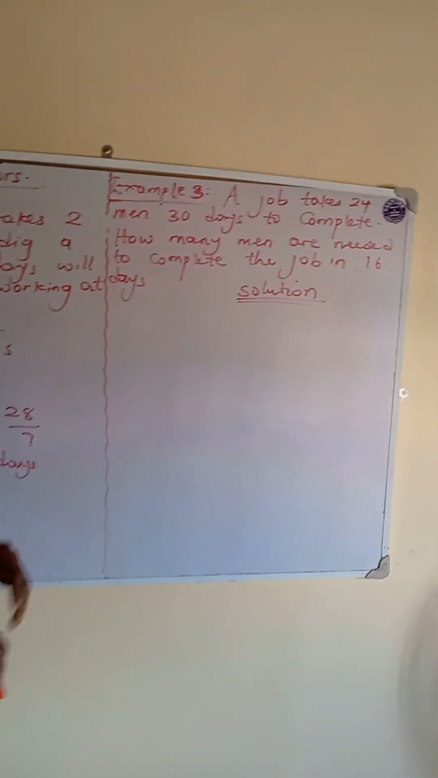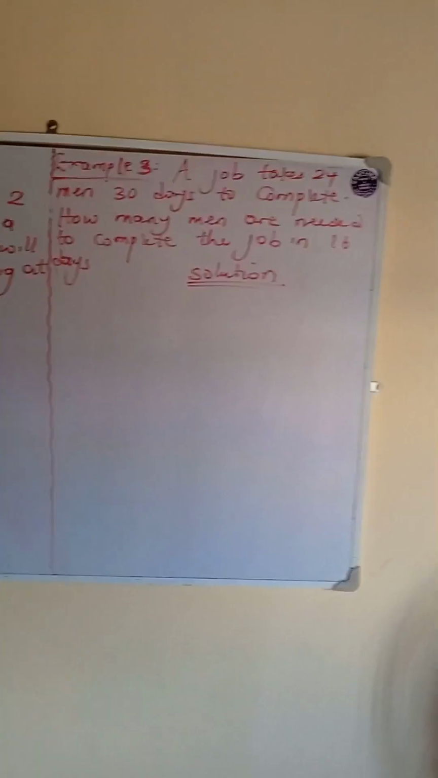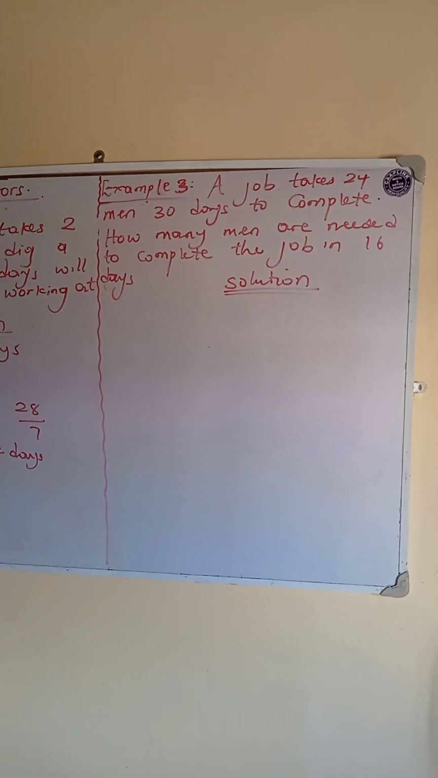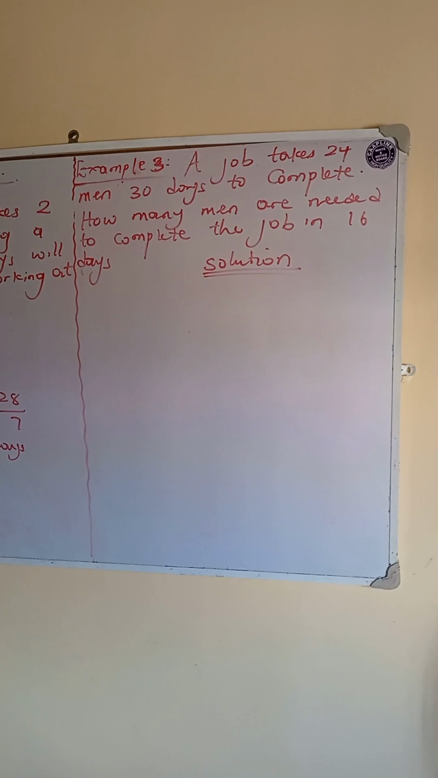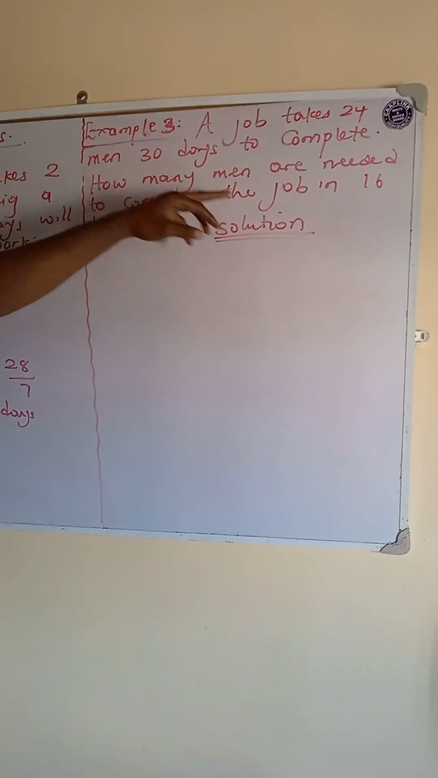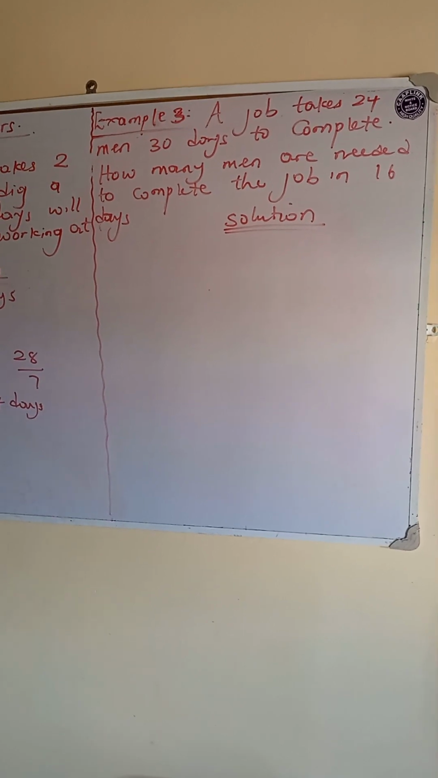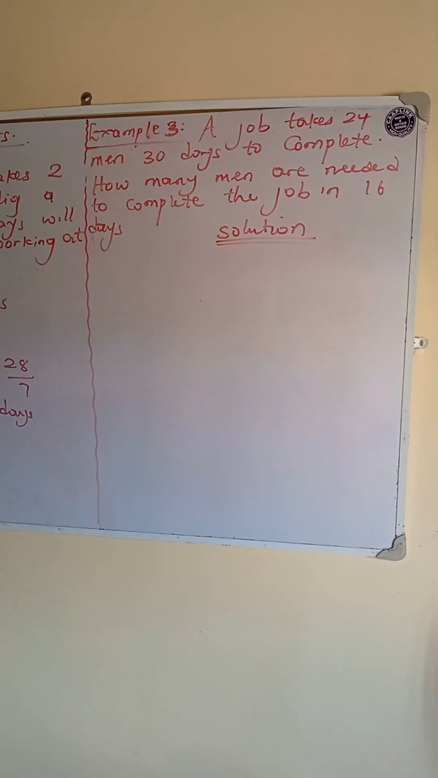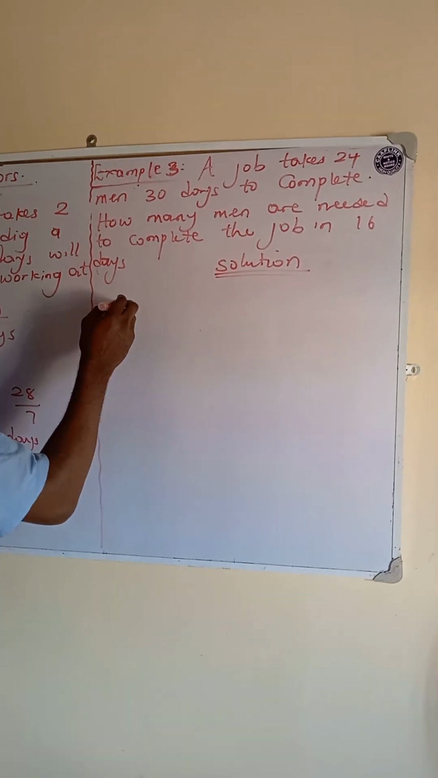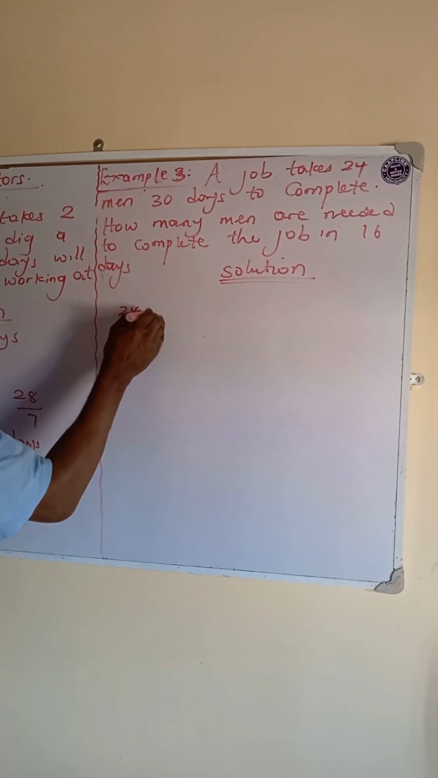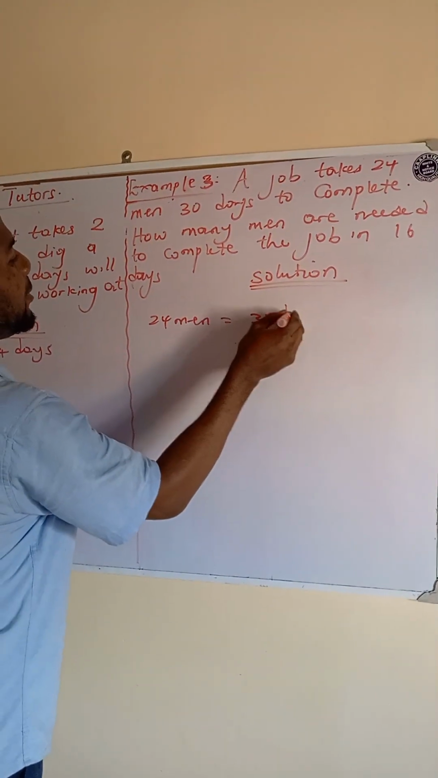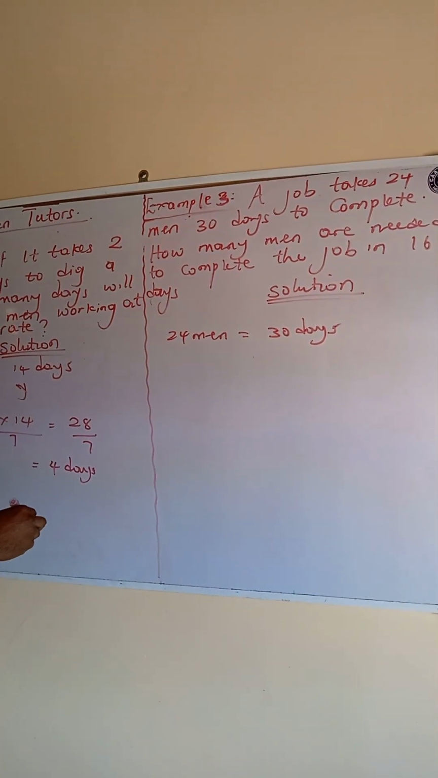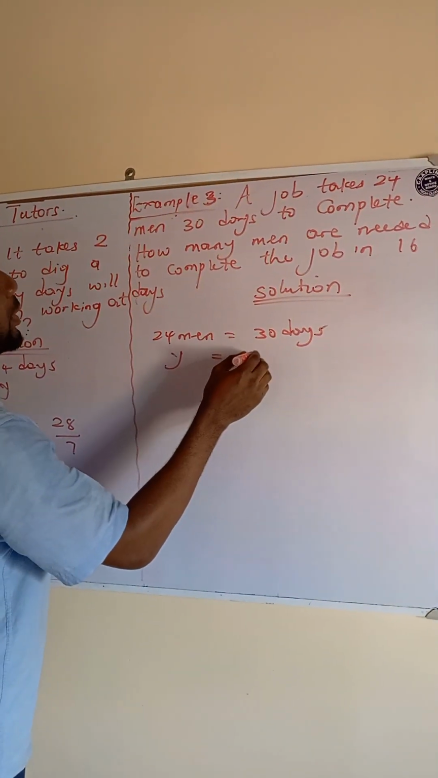A job takes 24 men 30 days to complete. How many men are needed to complete the job in 16 days? 30 reduces to 16. Once 30 is reducing to 16, what will happen to the men? All right, now let's solve. A job takes 24 men 30 days to complete it. How many men are needed, now the men, I don't know, in 16 days?